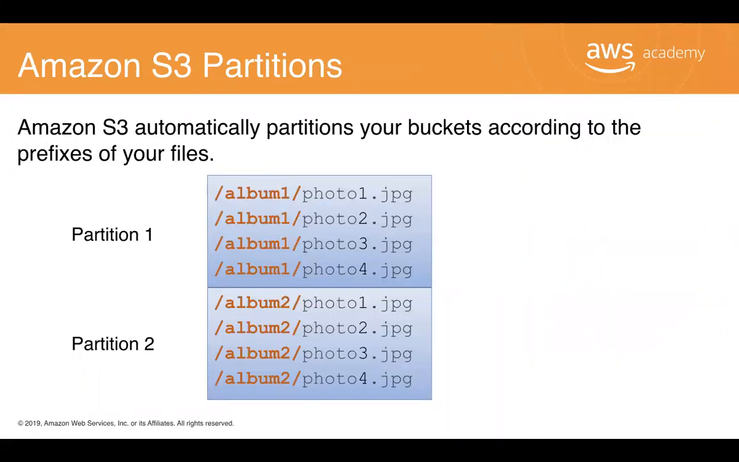Let's talk about S3 partitions. As we mentioned on the previous slide, each bucket contains multiple partitions to store object keys. S3 automatically partitions your buckets according to the prefixes of your files. Keys partition the bucket key namespace, and they also define the partition that they are stored in. Additionally, keys in S3 are partitioned by prefix. So this example shows two partitions. Those are album 1 and obviously album 2, and each of them includes photos.